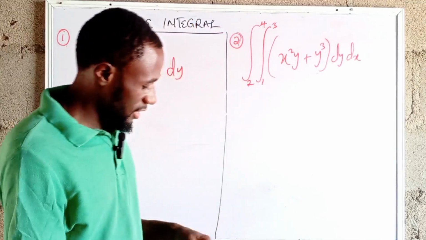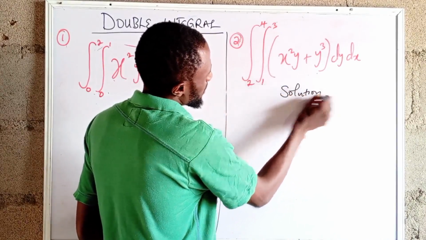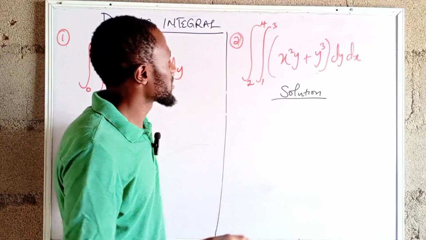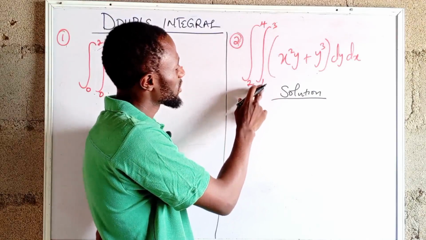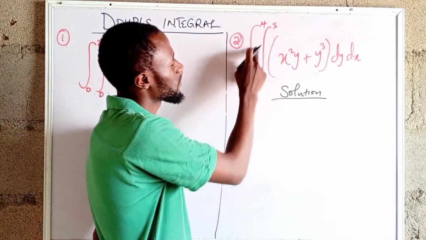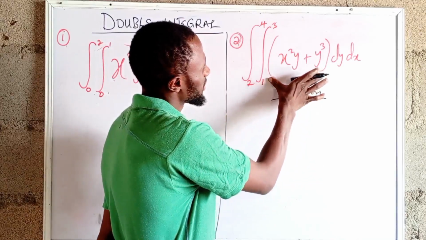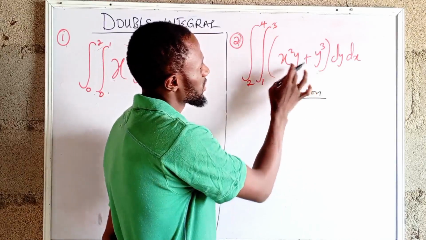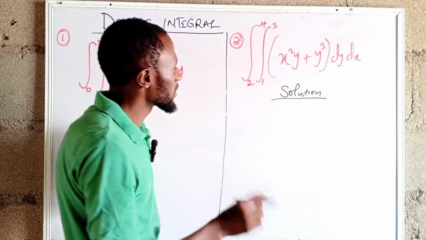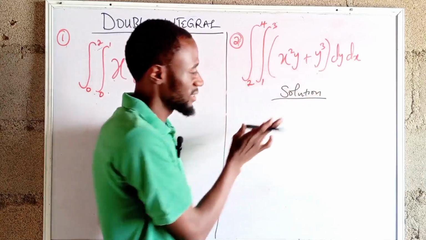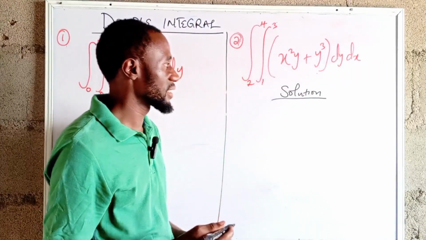Okay, let's solve the problem here on the board. Example 1: the double integral has limits from 0, 1 to 3, and from 2 to 4. Now we are going to focus on the inner integral. That is, we keep x constant and integrate with respect to y. That is the first step. After we integrate the first one, we take the result and integrate with respect to x.